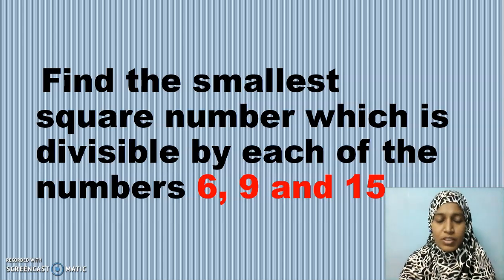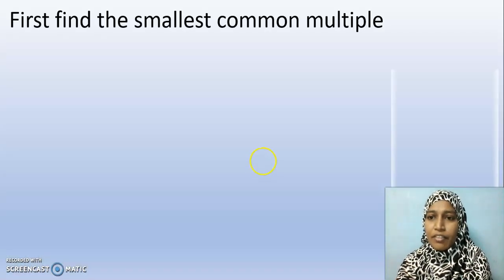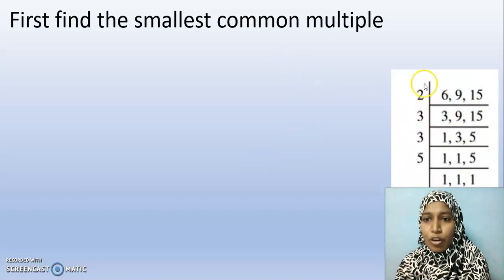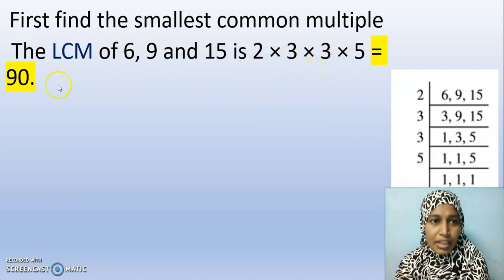Both are reverse processes. So I am going to find the least common multiple for the numbers 6, 9 and 15. Just now we saw how to find this LCM, and you all know the product of all these factors 2, 3, 3 and 5 will be the LCM of 6, 9 and 15. If I multiply, 2 3s are 6, 6 3s are 18, 18 5s are 90.